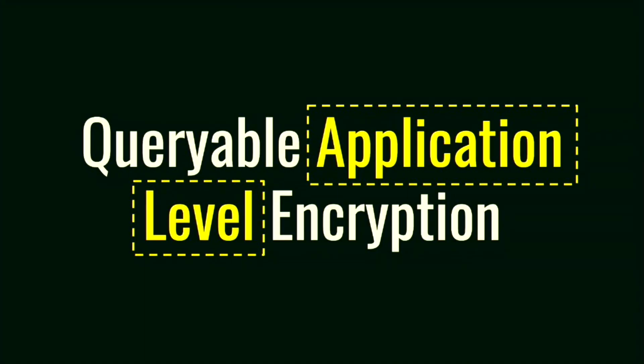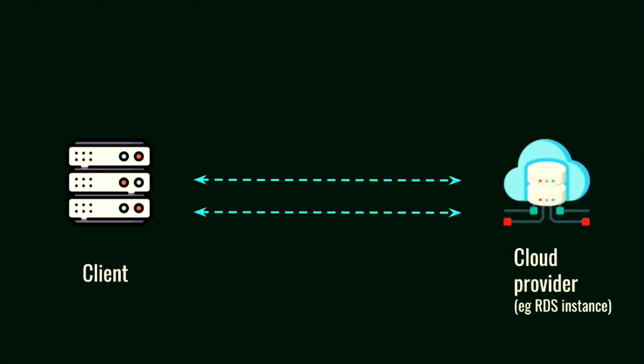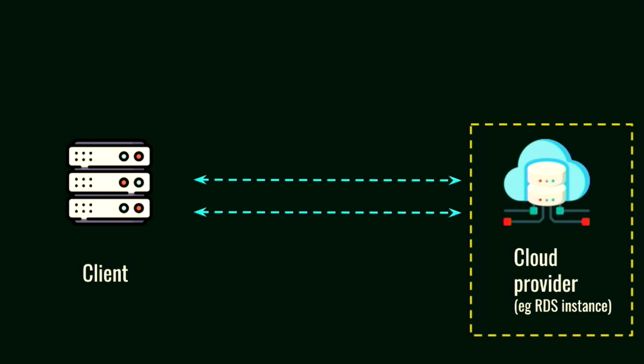But let's get our head around what we mean by application level. This is a basic diagram illustrating the life cycle of data between a client, where our application is, and, say, an RDS instance in a cloud provider, say AWS. One place we can encrypt our data is where it's actually stored. You may have heard of this, and it's called encryption at rest.